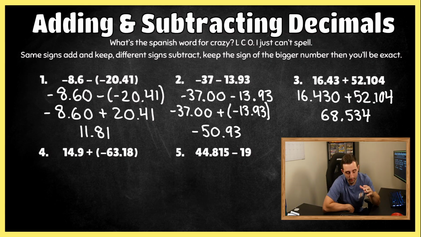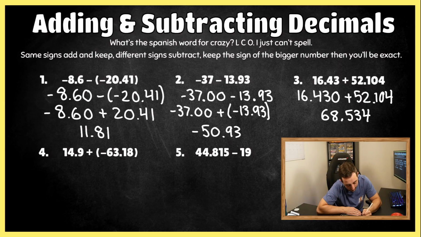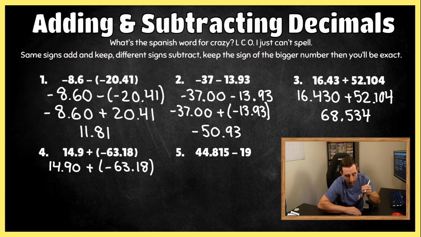And now let's go ahead and jump down to number 4. So let's go ahead and add a 0 right off the bat. That way there's 2 numbers behind each decimal point. So we have 14 and 90 hundredths plus negative 63 and 18 hundredths. Now it's an addition problem, so we don't want to use LOCO. Again, that's only for subtraction. So same signs add and keep, different signs subtract. These are different signs. One's positive and one's negative. So let's go ahead and subtract these.